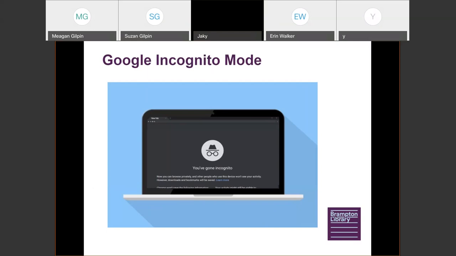If you don't want Google Chrome to remember your activity, particularly if you're using, say, a public or a shared computer, you can opt to use incognito mode. You can manually open an incognito mode tab, and it will look like this. Or you can open one with a keyboard shortcut, which is Control-Shift-N. You'll see that black browser window pop up, letting you know you're in incognito mode.